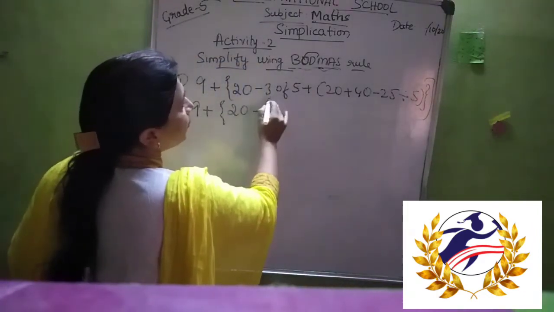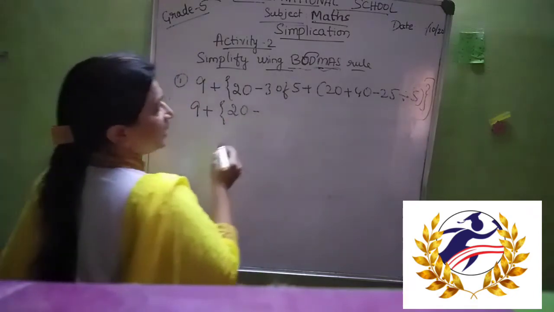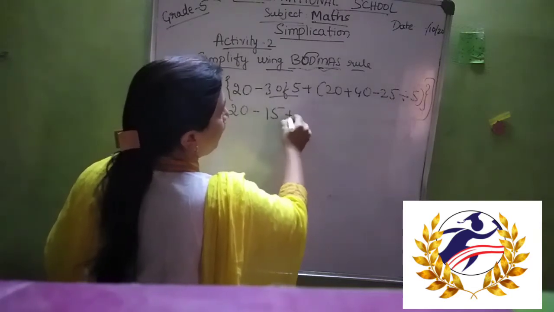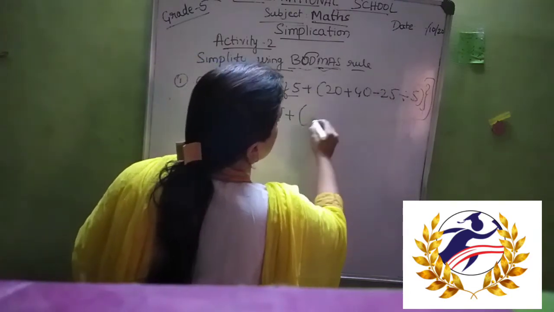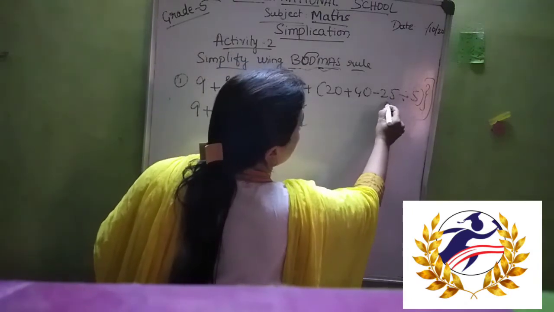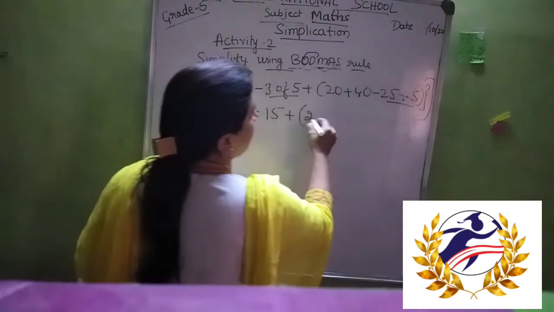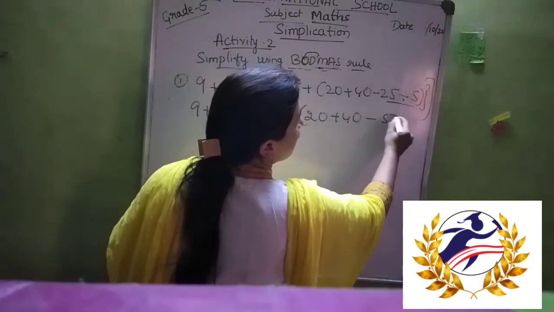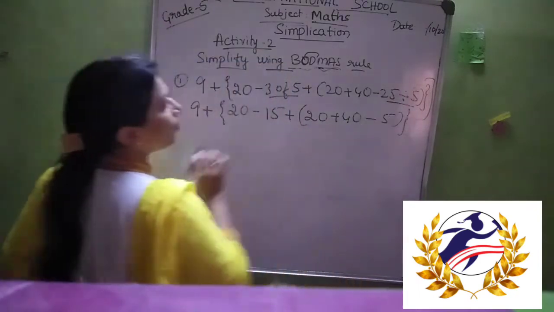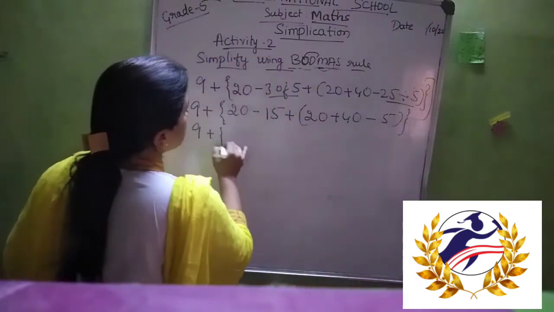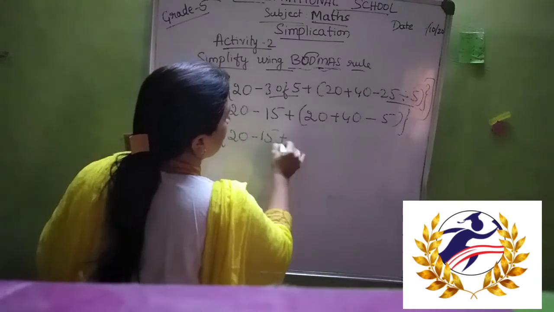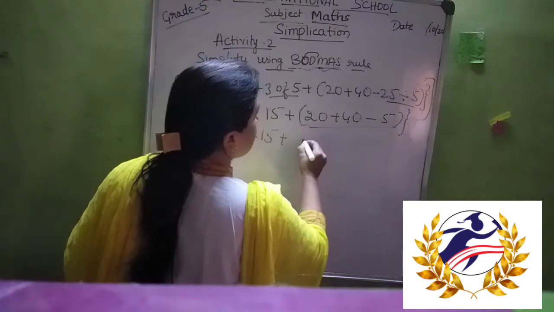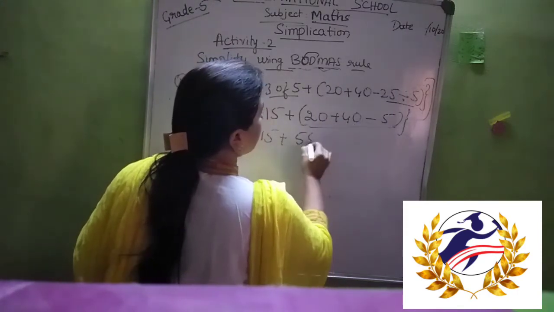So first 20 minus 3 of 5, 3 of 5, isn't it? So 3 of 5 means 3 5s are 15 plus 20, so we need to solve this one. So 20 plus 40, this remains as it is, minus 5 5s are 25, so instead of these two I wrote 5. So then 9 plus 20 minus 15 plus, but first we will solve the numbers inside the bracket. 20 plus 40 is 60, 60 minus 5 is 55.